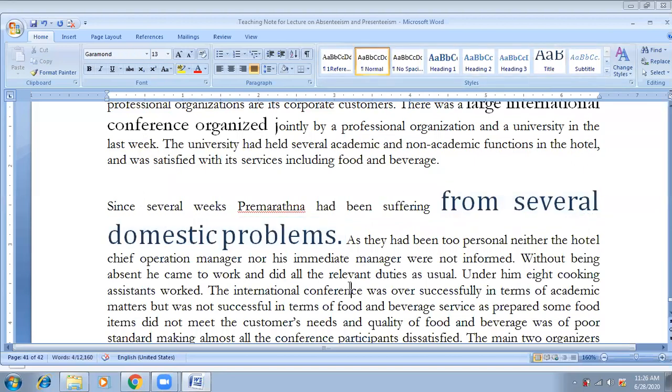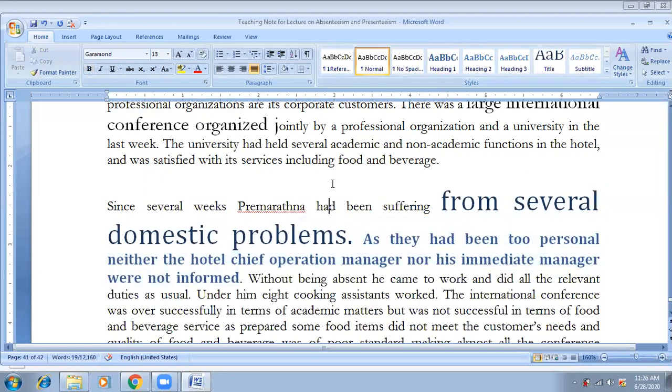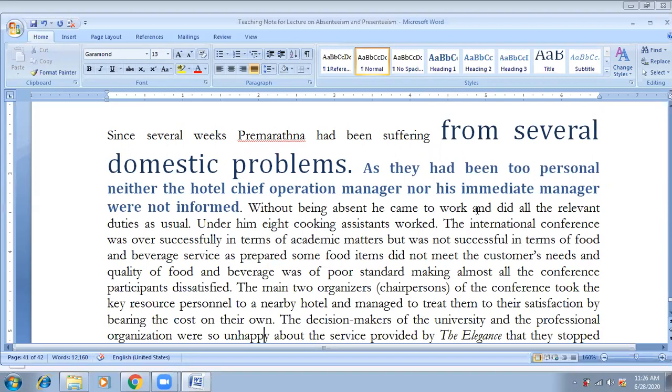For several weeks, Premaratna had been suffering from several domestic problems relating to his wife. They were too personal, so neither the hotel chief operation manager nor his immediate manager was informed. Without being absent, he came to work and did all the relevant duties as usual. Under him were 8 cooking assistants.